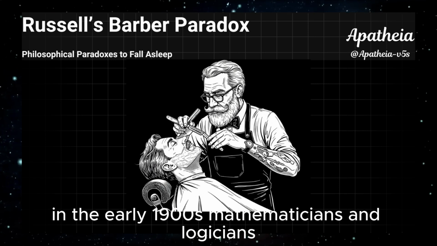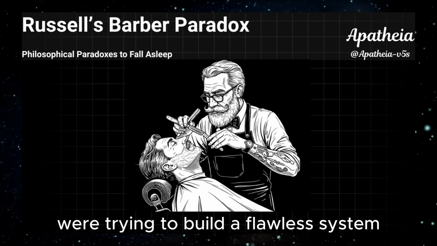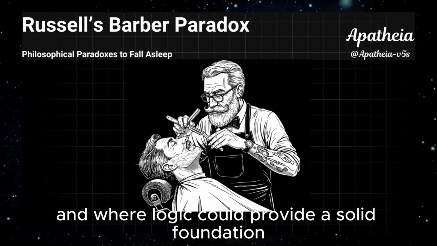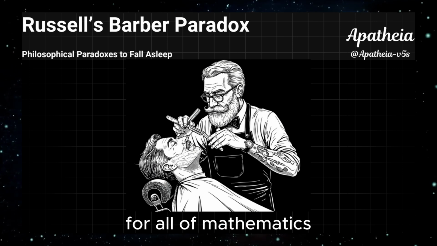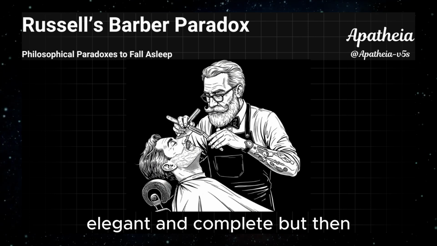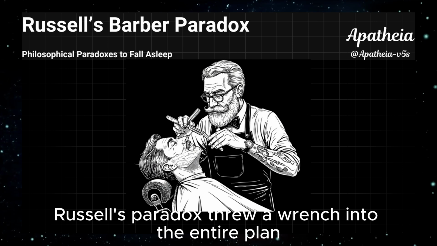In the early 1900s, mathematicians and logicians were trying to build a flawless system, a structure where every statement could be precisely defined and where logic could provide a solid foundation for all of mathematics. It was supposed to be clean, elegant, and complete. But then Russell's paradox threw a wrench into the entire plan.